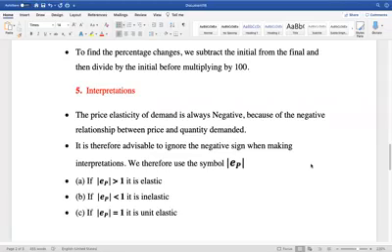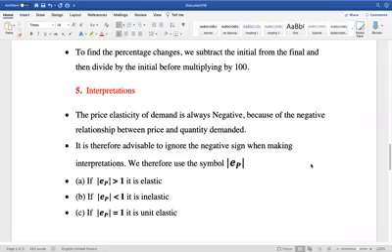This is because of the negative relationship between price and quantity demanded. So in other words, if the price is increasing, which is a positive change, the quantity demanded is going to be reducing, which will be a negative change. So when you divide these two, you have a positive and you have a negative. So the answer will always be negative.